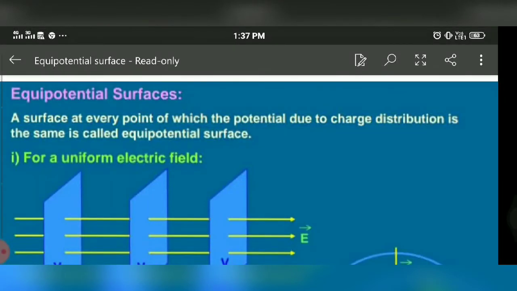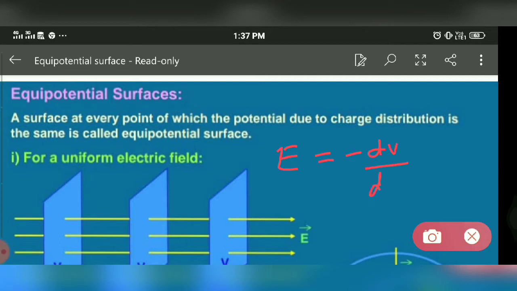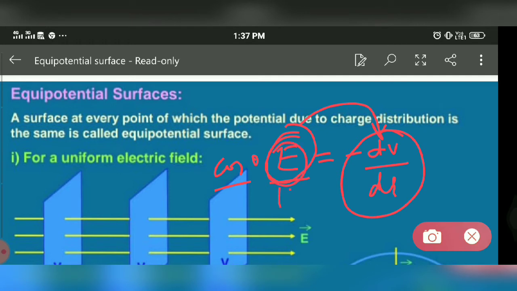Now the next topic is equipotential surface. What is an equipotential surface? I already explained in the previous video that there is a relation between E and V, that is E is equal to minus dV by dr, that the electric field is the negative gradient of potential. So in a region where the electric field is 0, dV by dr equals 0, and the derivative of a thing is 0, then this term is always constant.